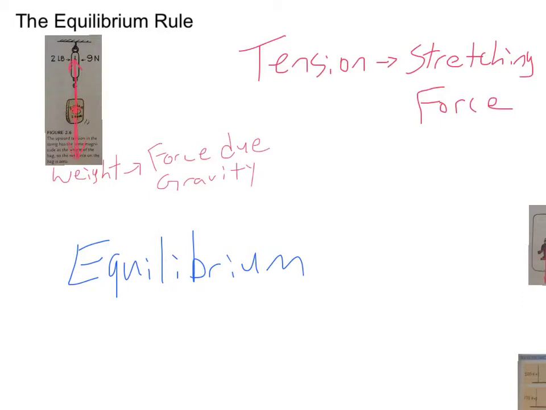And since it's just hanging there, we know that the net force on it is zero. So what we can say is that something that is in what's called mechanical equilibrium has zero net force on it. Okay, so let's look at another example of mechanical equilibrium.